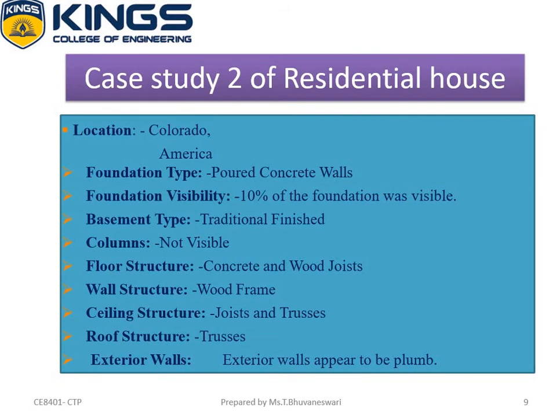The next residential building, case study 2, is located in America. The foundation type is poured concrete walls. Foundation visibility: 10% of the foundation was visible. Basement type is traditional finished. Columns are not visible. Floor structure, concrete and wood joist. Wall structure, wood frame. Ceiling structure, joist and trusses. Roof structure, trusses. And the exterior walls appear to be plumb.